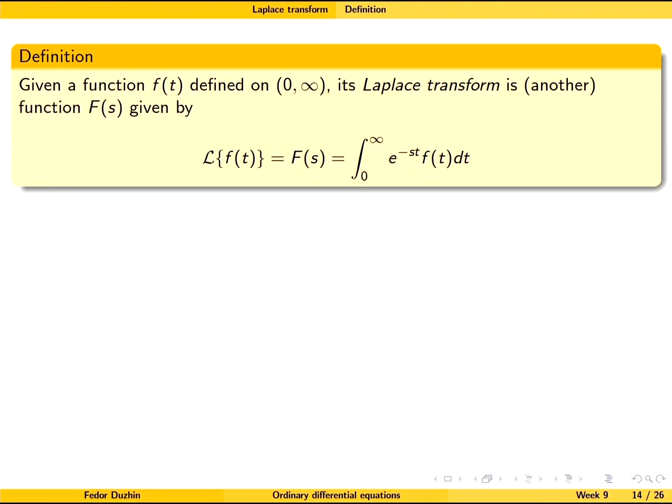Now, the next topic is Laplace transform. So, what's a Laplace transform? A Laplace transform's input is a function of t, and its output is a function of s, defined by this formula that you see.